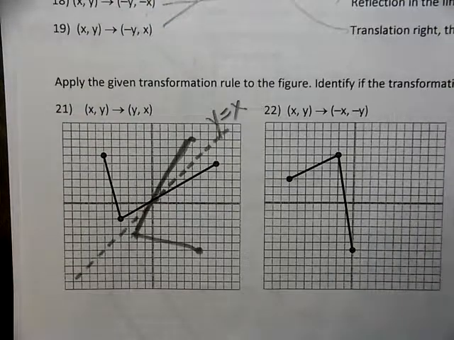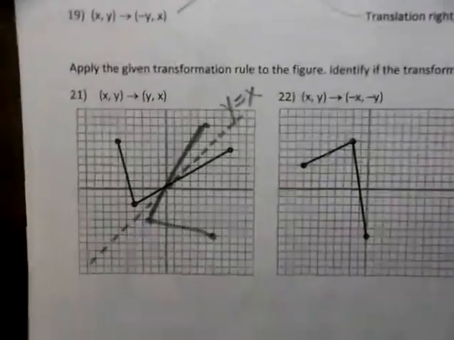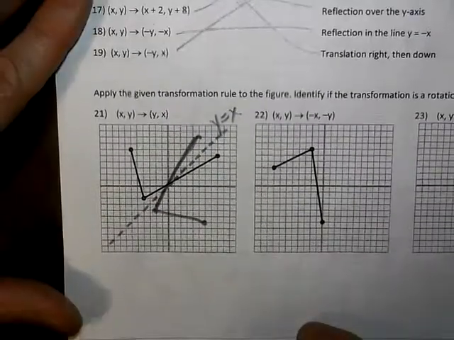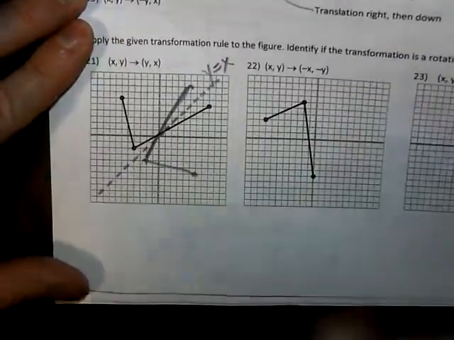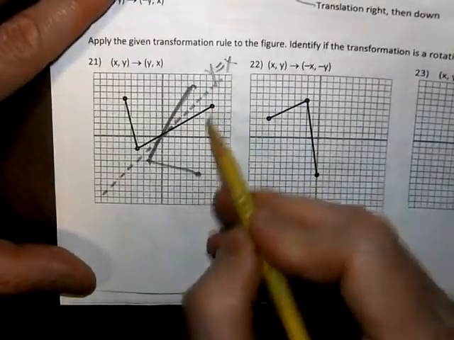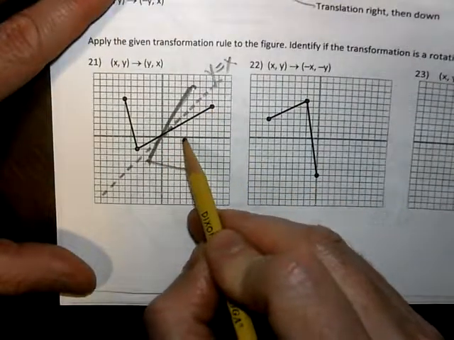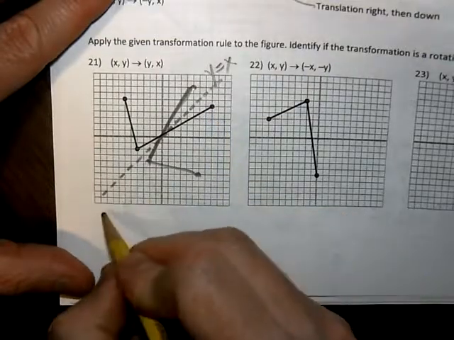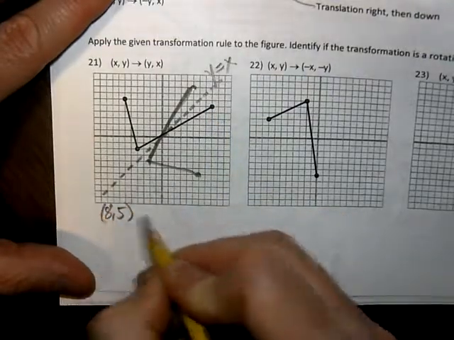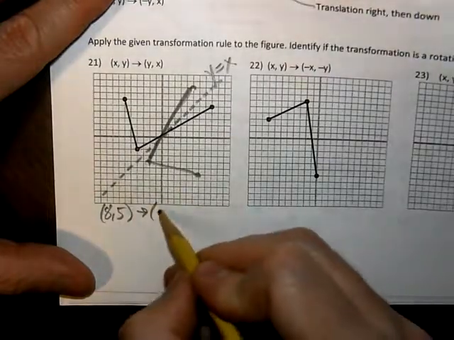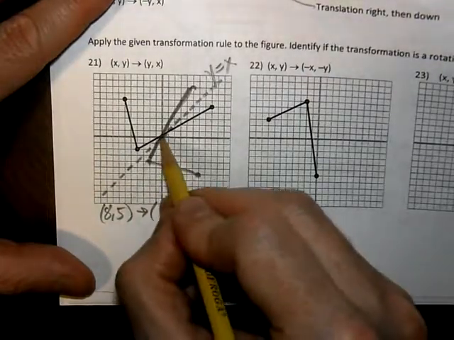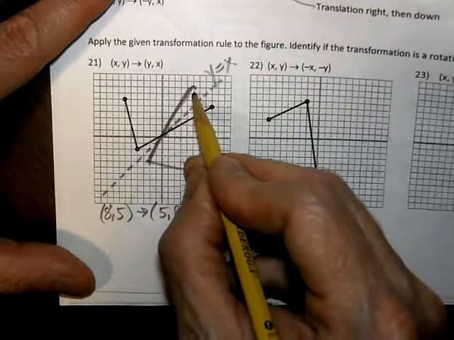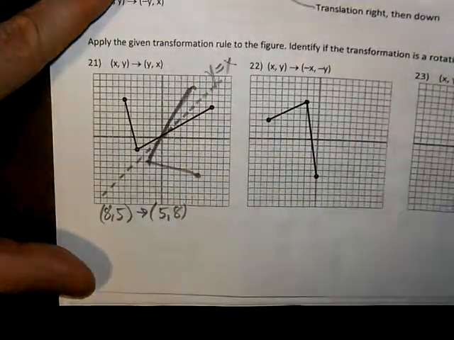So there's our values. If we were to do it with the coordinates, we would start off with our first point, 1, 2, 3, 4, 5, 6, 7, 8. 1, 2, 3, 4, 5. And we're going to switch them to become 5, 8. Exactly where we said.